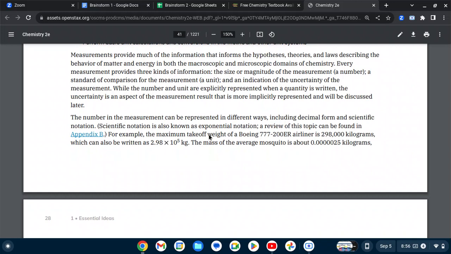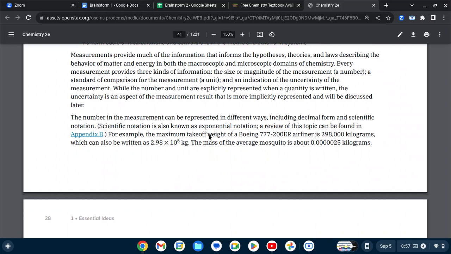Every measurement provides three kinds of information: the size or magnitude of the measurement, a standard of comparison for the measurement, and an indication of the uncertainty of the measurement. While the number and the unit are explicitly represented when a quantity is written, the uncertainty is an aspect of the measurement result that is more implicitly represented and will be discussed later. The number in a scientific measurement can be represented in different ways, including decimal form and scientific notation. For example, the maximum takeoff weight of a Boeing 777-200ER airliner is 298,000 kilograms, which can also be written as 2.98 times 10 to the 5 kilograms.